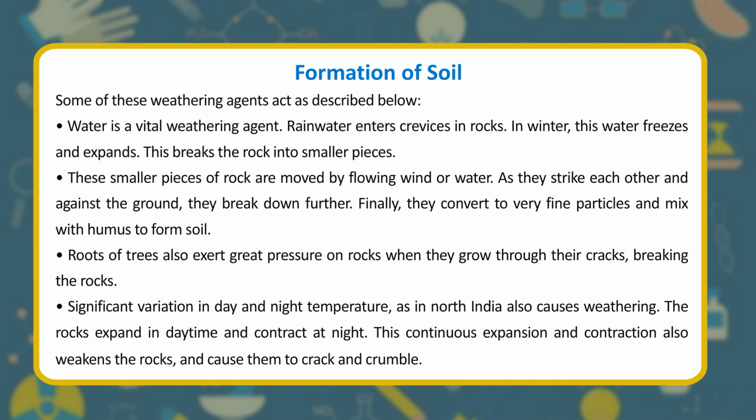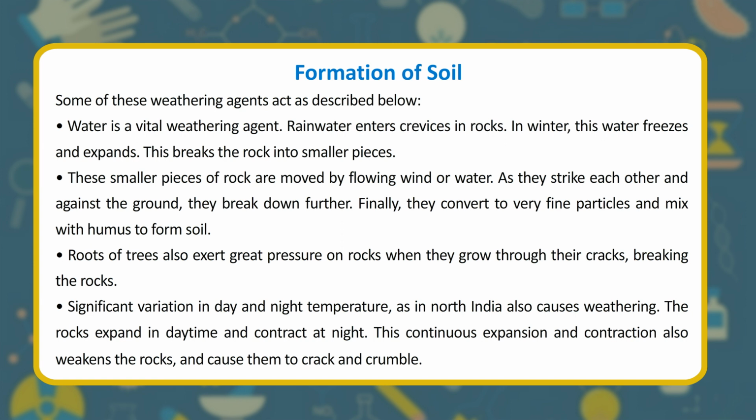Water is a vital weathering agent. Rainwater enters crevices in rocks. In winter, this water freezes and expands. This breaks the rock into smaller pieces. These smaller pieces of rock are moved by flowing wind or water. As they strike each other and against the ground, they break down further. Finally, they convert to very fine particles and mix with humus to form soil. Roots of trees also exert great pressure on rocks when they grow through their cracks, breaking the rocks.